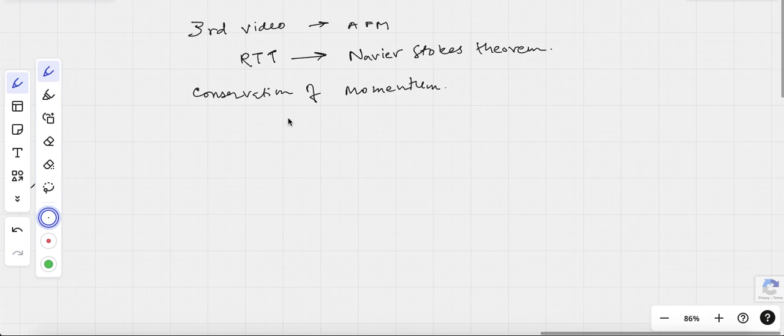As we have seen, the alpha in the Reynolds transport theorem is a property per unit volume. So if we try to apply Newton's second law, this alpha has to be momentum, right? It will be written as rho v for a unit volume. So the Reynolds transport theorem was this. If you have not seen the derivation of Reynolds transport theorem, please see lecture 1, video number 1.